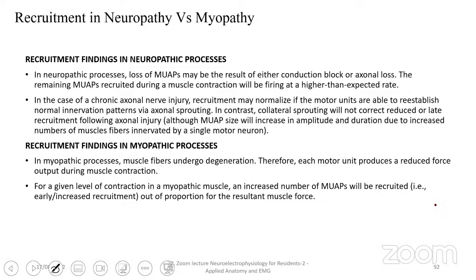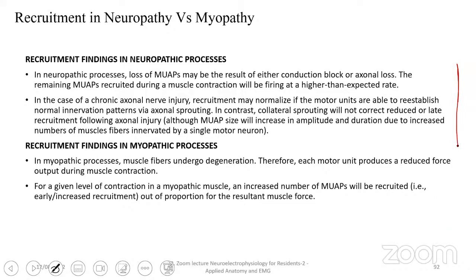In contrast, collateral sprouting will not correct reduced or late recruitment following axonal injury, although MUAP size will increase in amplitude and duration due to increased numbers of muscle fibers innervated by a single motor unit. So you get a giant MUAP.